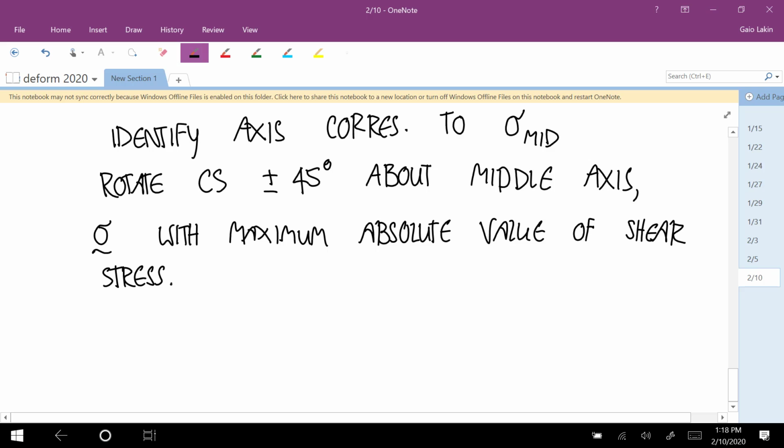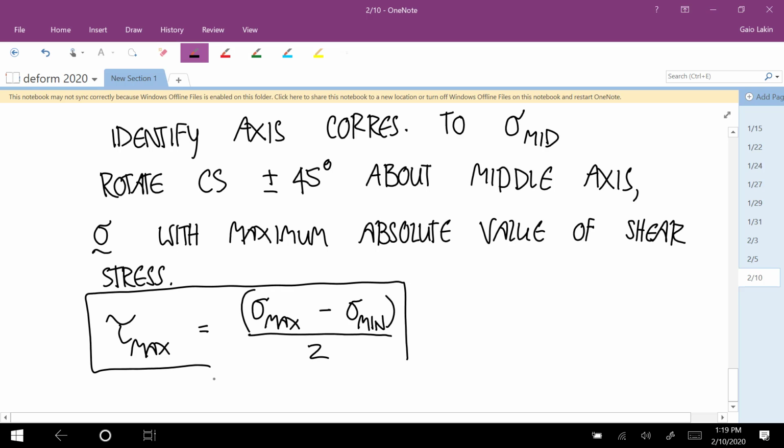And that absolute value, tau max, is going to be equal to sigma max minus sigma min divided by 2. So if you need the whole stress tensor, you can do it with that matrix transformation. If you only need the value, you can just use that simple formula. And knowing what that maximum shear stress is a really important thing for determining when something is going to reach different stress limits associated with breaking.